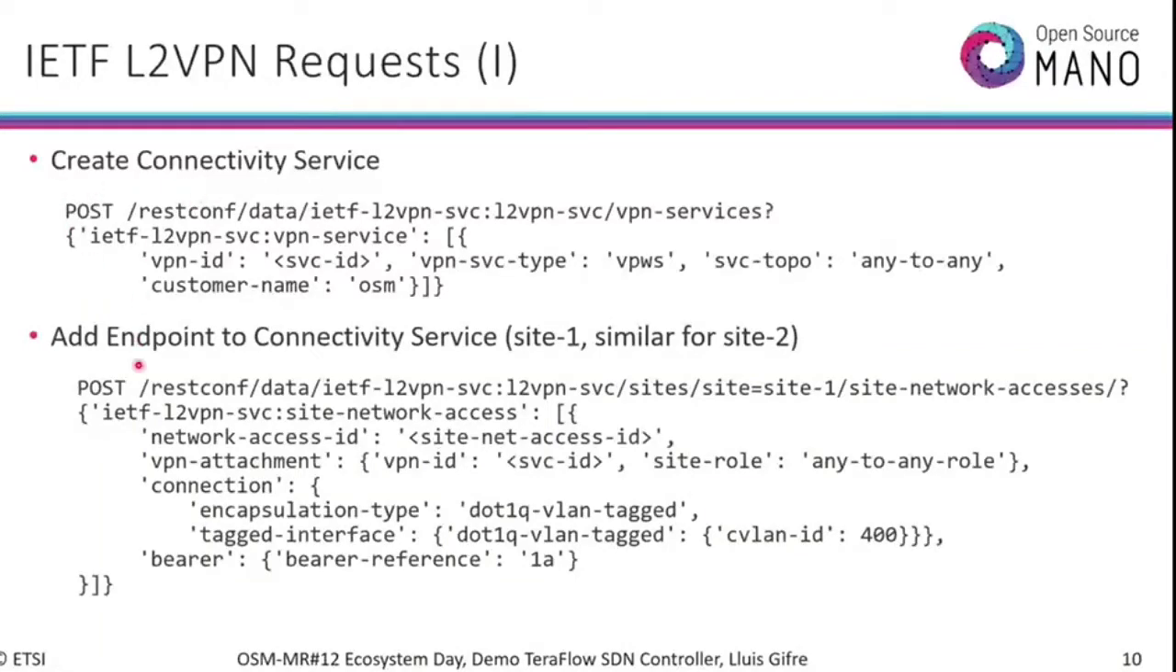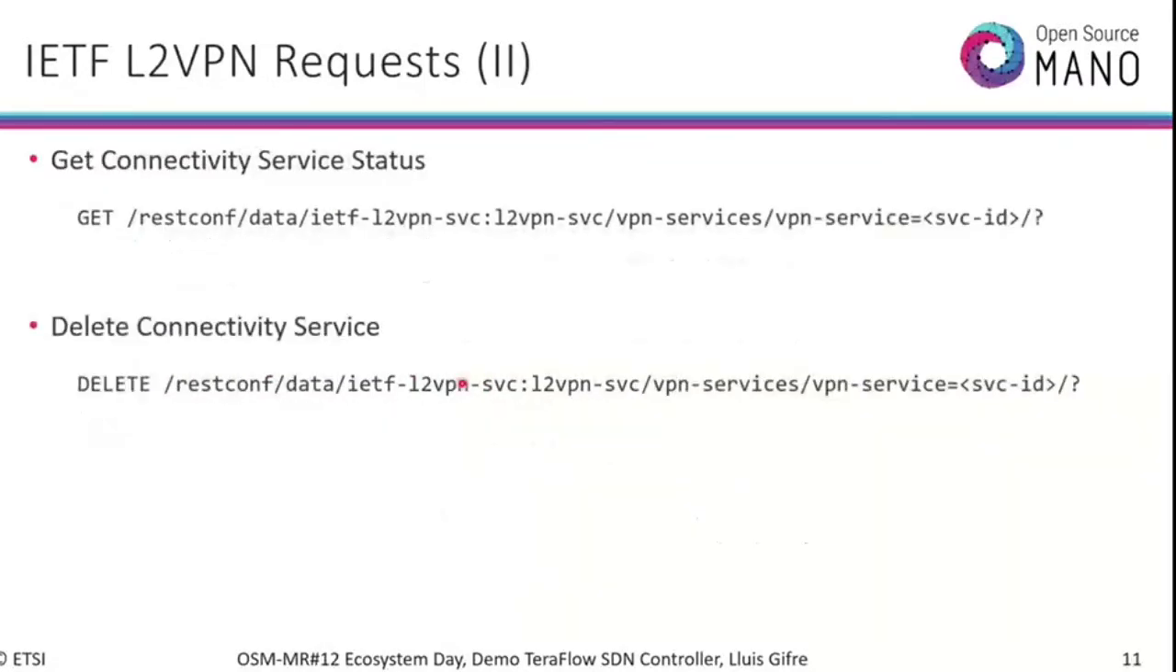So first it will create the service, then it will add a couple of endpoints to this connectivity service, one for each of the sites that need to be connected. And then it will request the status of the service, and finally, after deleting the network service, it will also delete the connectivity service.